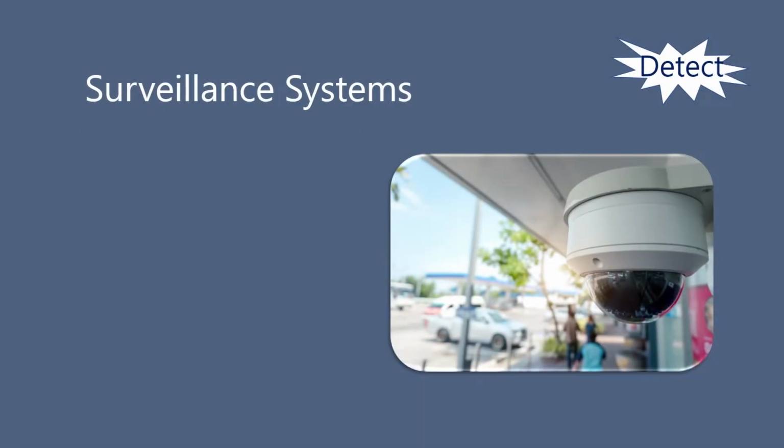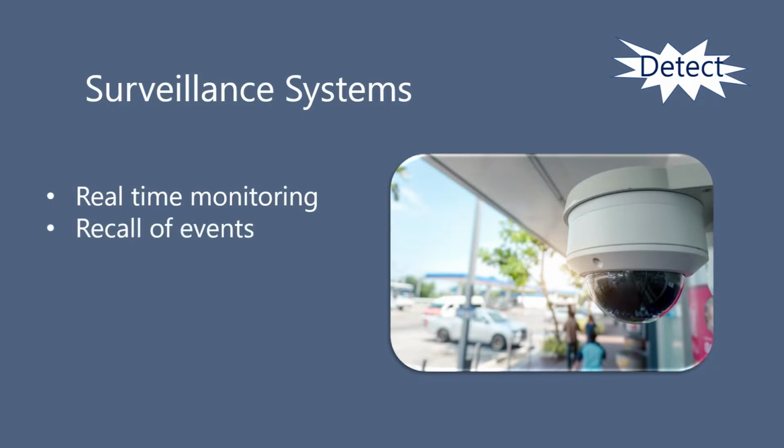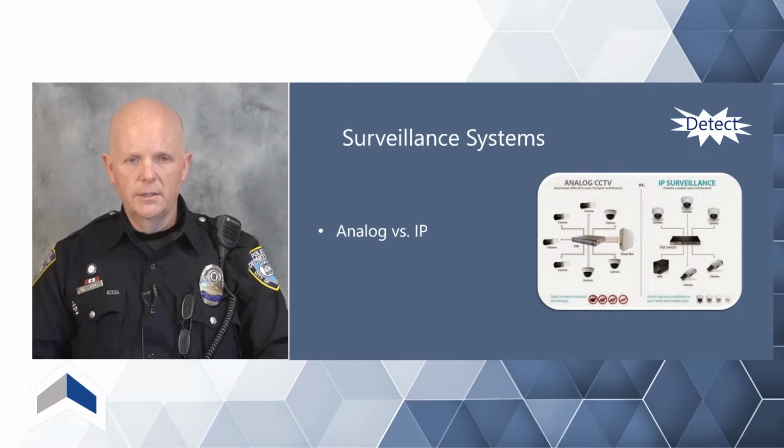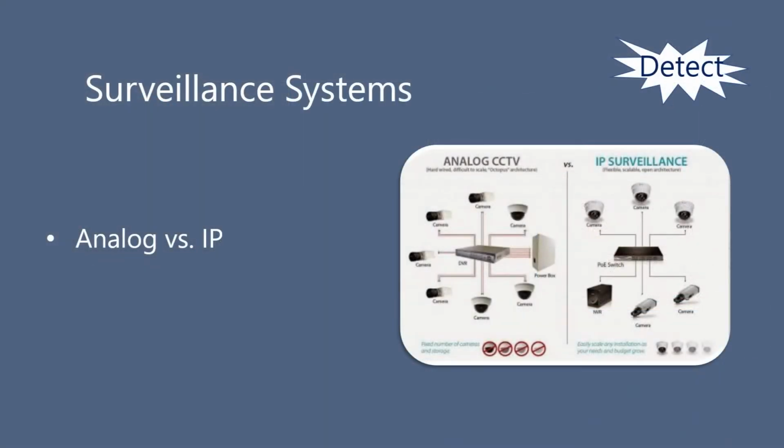Surveillance systems, again, many of you are probably using these. They have the ability of providing real-time monitoring, recall of events. These are obviously very useful to law enforcement when we do have a crime reported to us. If you're going to be installing a new system, really take the time to look at the analog cameras versus the IP cameras. Analog systems are still widely available. They're relatively inexpensive, but the trade-off for that is that they are going to produce a much lower quality resolution.